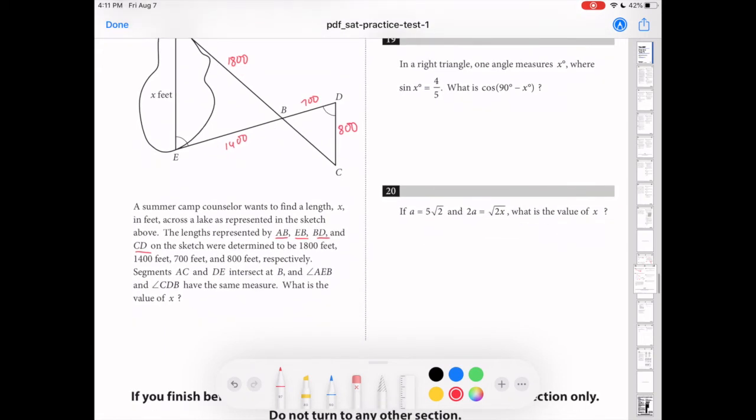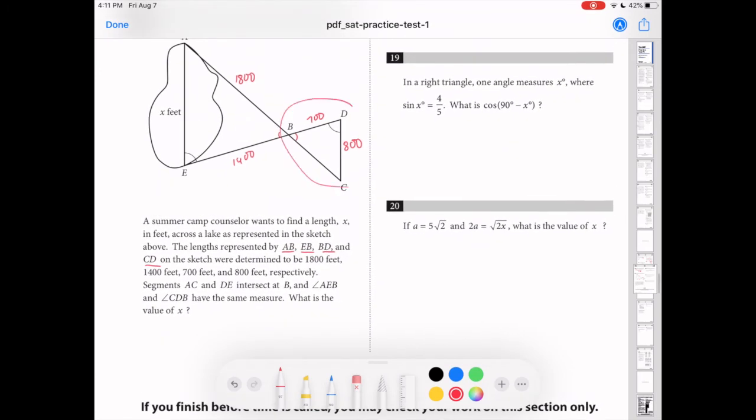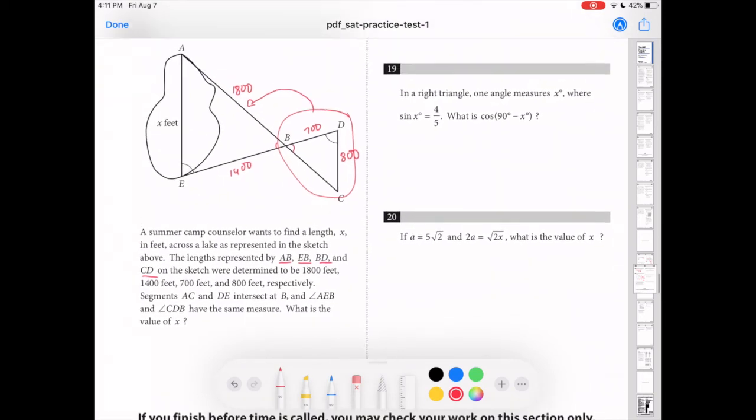Alright, AC and DE intersect at B, that's good to know, and the angles they already told us have the same measure. So what is the value of x? Well, since we're given triangles, using triangle equalities and similarities can really help us in this scenario. So since we know these two triangles are similar by angle, as we see there, we know that their side lengths must be proportional to each other as well. So if you just flip this triangle over this way, you would get the exact same similar triangle. So you can write a proportion for it.